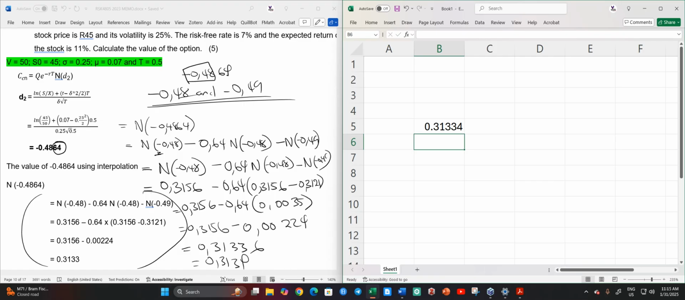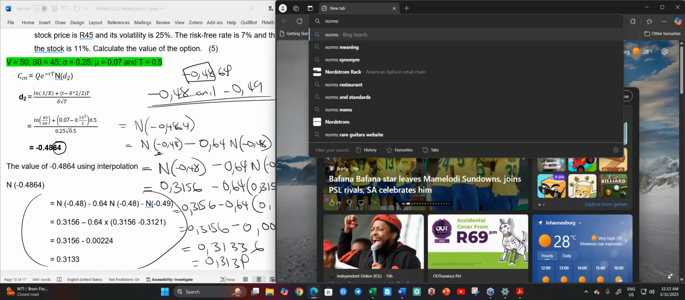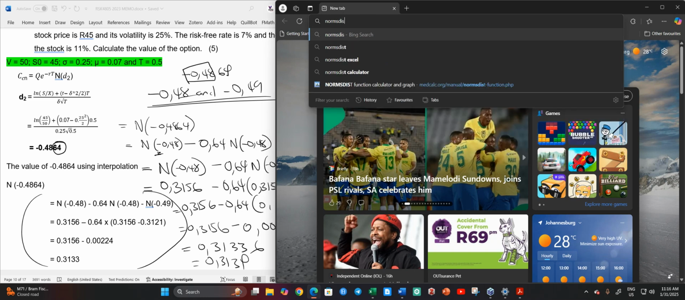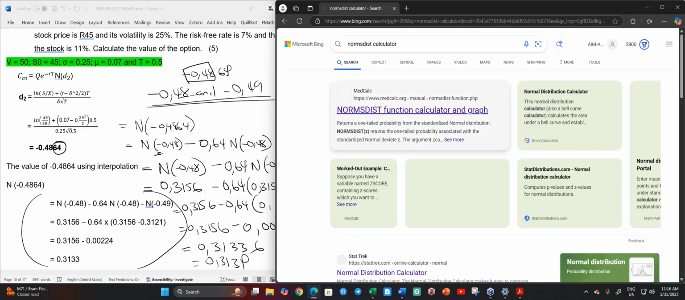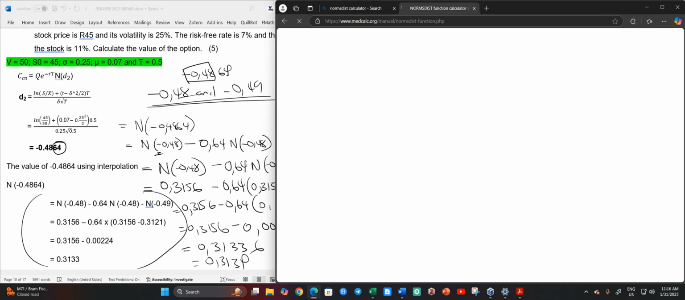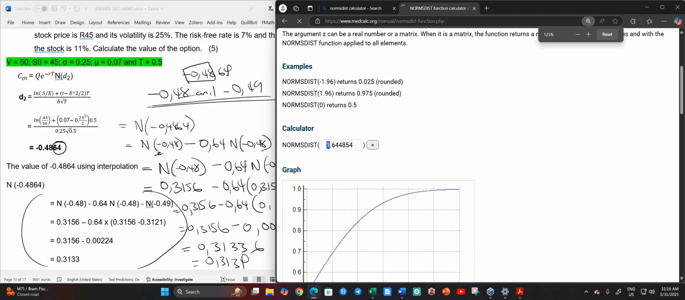I said 3 methods. The last method is to go on the internet and you search for a norm dist calculator. Here, norm dist calculator. Then you come here, you see we are having our open space here. I just come and say minus 0.4864 like that. Then I say that's equal to, and it's giving my answer 0.31334 like that. So that's how we do interpolation.